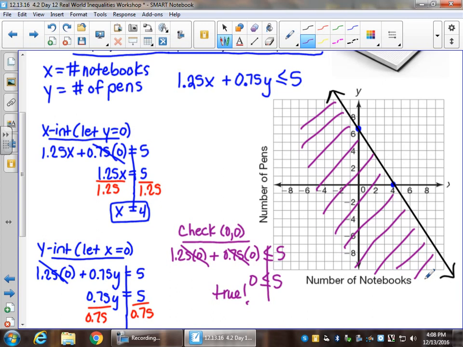So in the math world, this is the correct solution. But in the real world, notice the x-axis here represents number of notebooks. We cannot have negative notebooks. The y-axis represents number of pens. I cannot have negative pens. So please take a highlighter and highlight only where both notebooks and pens are positive, which is this triangle right here.